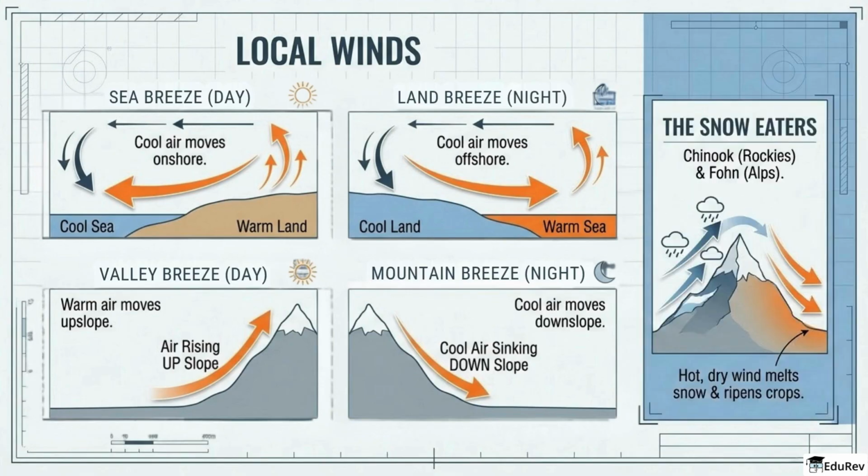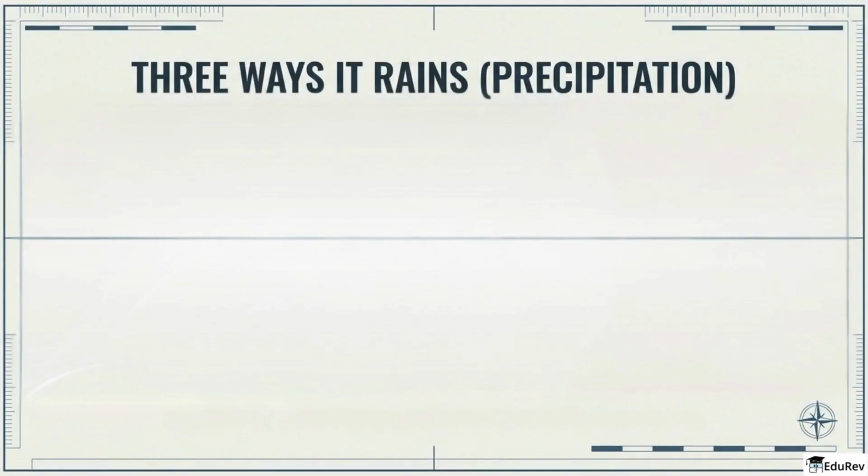Then come the snow eaters, Chinook in the Rockies and Fen in the Alps. These are hot, dry winds that can melt snow quickly and can even help in ripening crops by warming the leeward side. Now rainfall. Don't learn rainfall types as three separate stories.